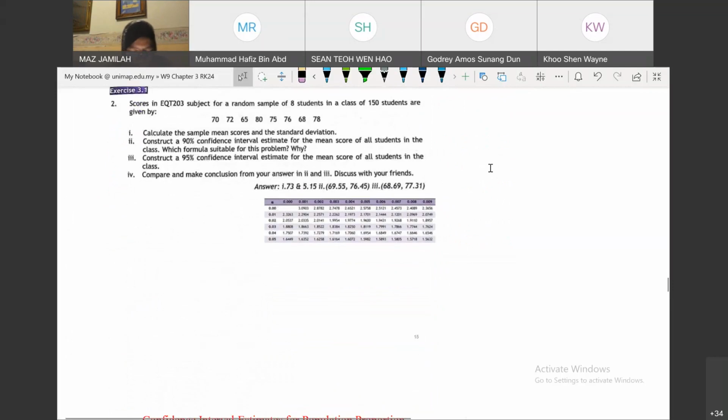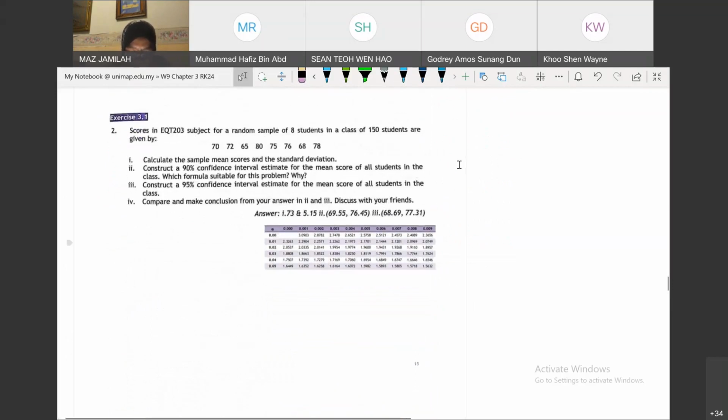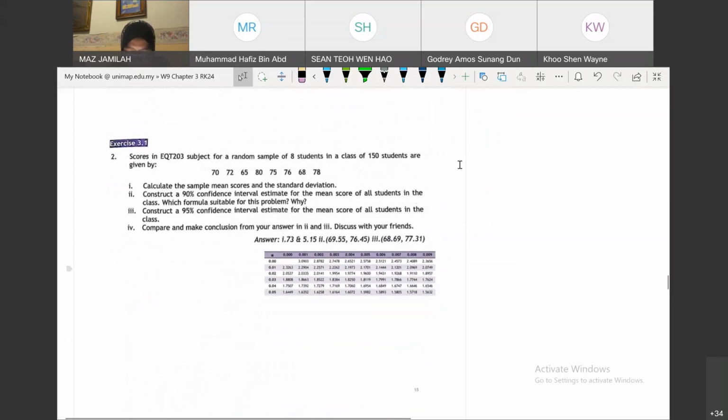Okay. Now, the scores in the EQT 203 subject for a random sample of students in a class of 150 students are given. So please understand the given sentence. You are talking about a course of EQT 203. The total population is 150 because you are talking about a class of 150 students. So this is your population.